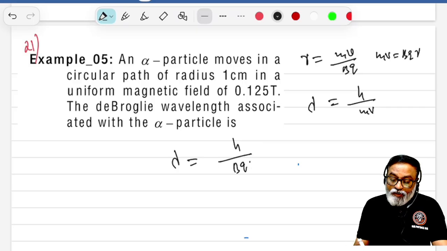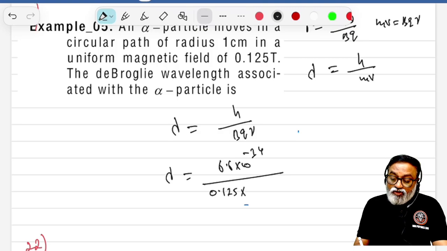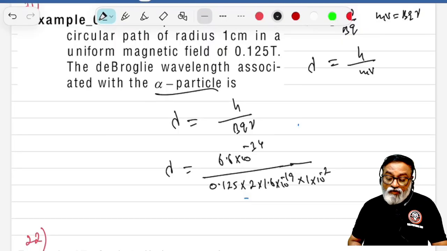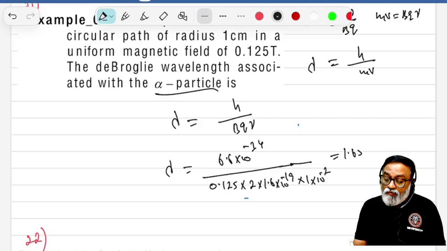Therefore, this becomes Bqr. Therefore, lambda is equal to h, 6.6 into 10 to the power of minus 34, and B is given as 0.125. Charge of alpha particle is 2 times that of electron, 1.6 into 10 to the power of minus 19, and radius is given as 1 centimeter, that is 1 into 10 to the power of minus 2. After simplification we can get 1.65 into 10 to the power of minus 12 meters.